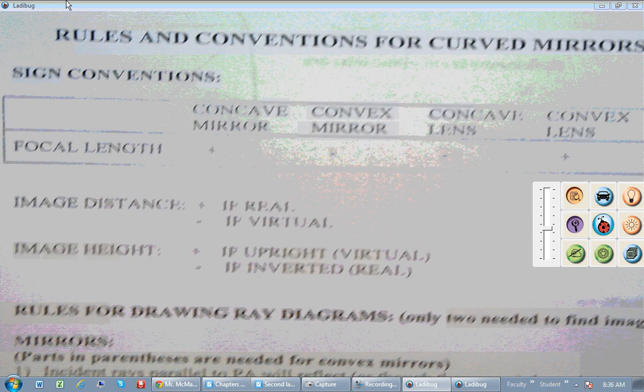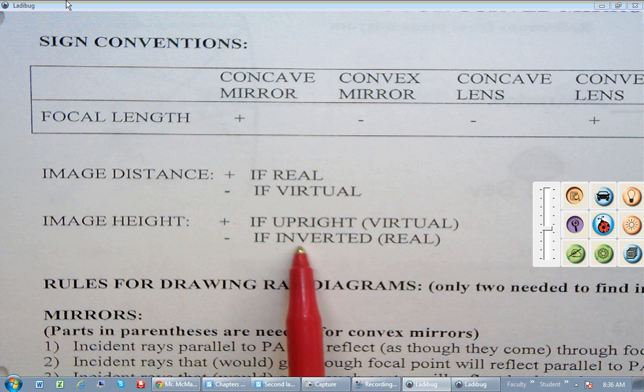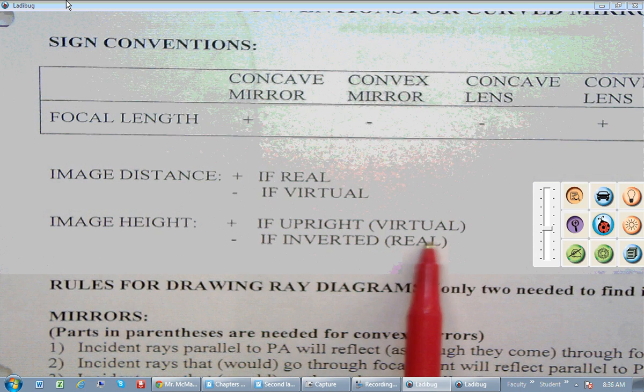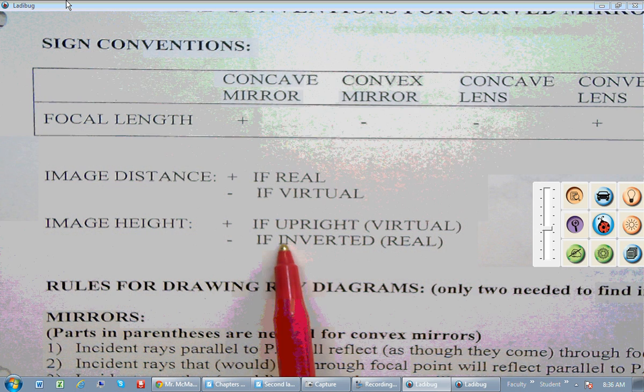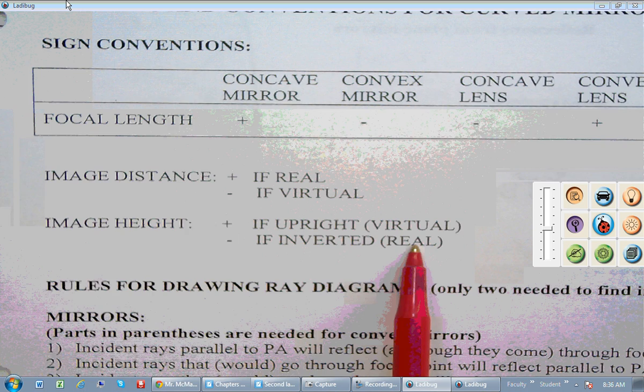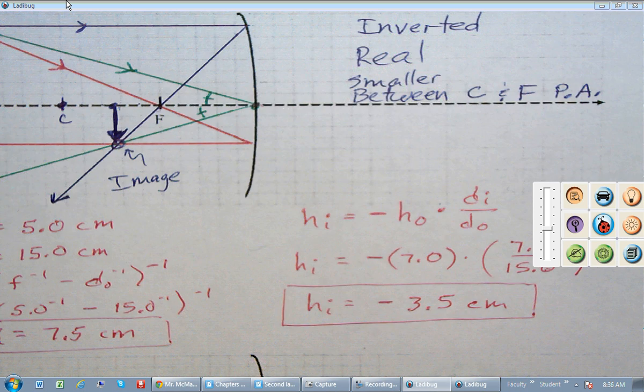What does a negative image height mean? It means it is an inverted image. Okay, and I put in parentheses here, real. That's because when you have a reflection off of a mirror like this, any inverted image will also be real. Okay, that's a good rule of thumb. So all of those kind of check out.